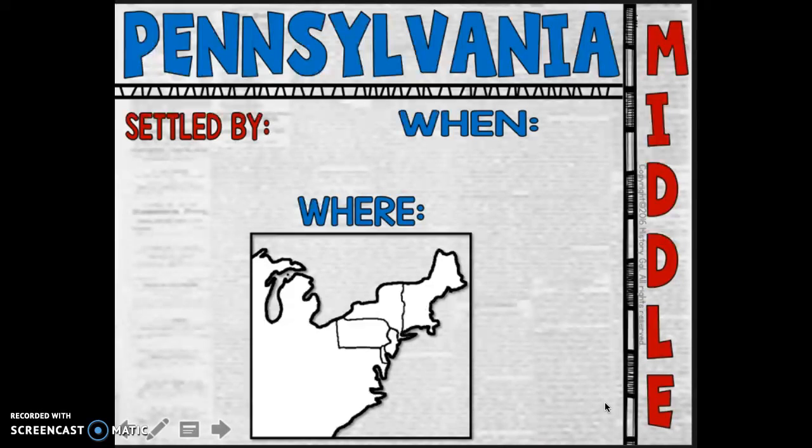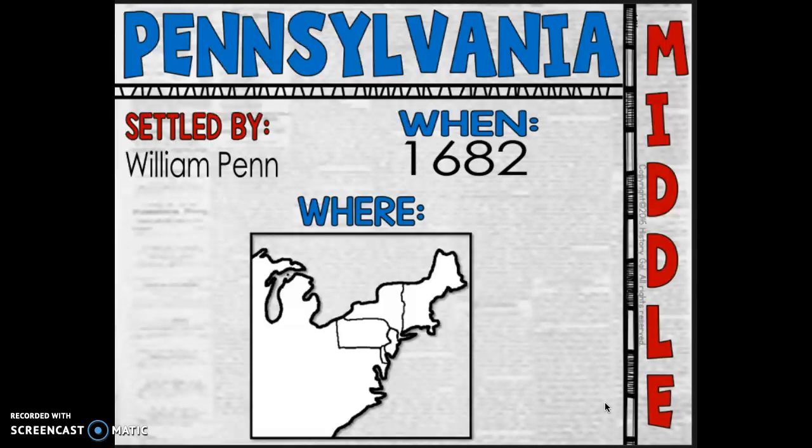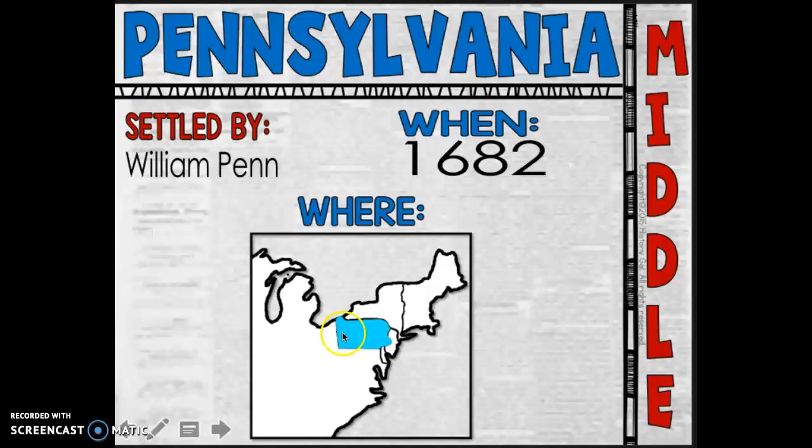Now we are moving on to the best state of the bunch, Pennsylvania. Pennsylvania was settled by William Penn. You did learn a lot about Pennsylvania in 4th grade because that is part of the 4th grade curriculum, so some of this may be familiar. But it was settled by William Penn in 1682, and if you didn't know, Pennsylvania is right here. It's almost a perfect rectangle, but it does have a cute little chimney at the top.